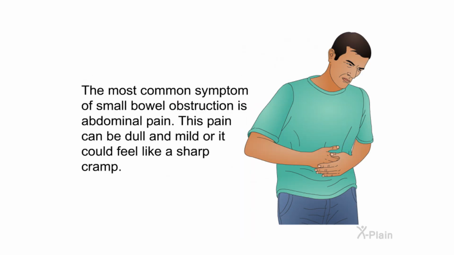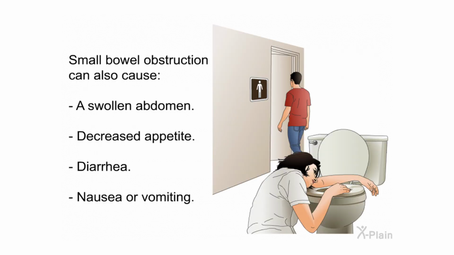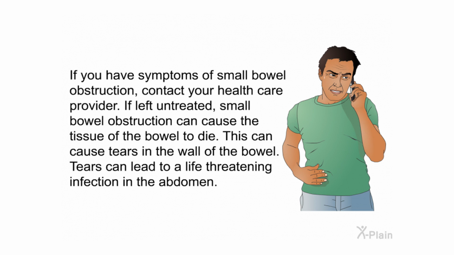Symptoms. The most common symptom of small bowel obstruction is abdominal pain. This pain can be dull and mild, or it could feel like a sharp cramp. Small bowel obstruction can cause constipation. This means it can be hard to pass stools. You may not be able to have a bowel movement or pass gas. Small bowel obstruction can also cause a swollen abdomen, decreased appetite, diarrhea, nausea or vomiting. If you have symptoms of small bowel obstruction, contact your healthcare provider.